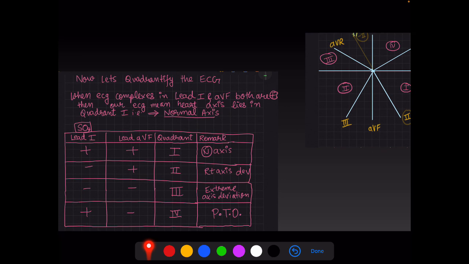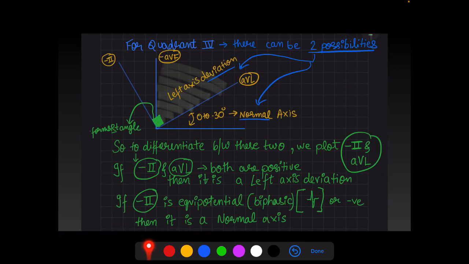Now if lead 1 is positive and lead AVF is negative, we have two options. Either it can be a normal leftward axis, that is 0 to minus 30, or it can be a frank left axis deviation, that is more negative than minus 30. This is the territory of the left axis deviation.